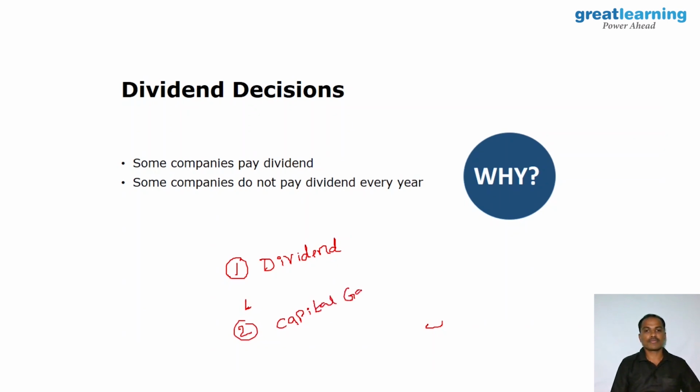Capital gain. Some companies give both. Every investment in equity will have these two benefits. But in some cases, some companies pay dividend and some companies don't pay dividend every year, though dividend is an expectation of an investor.